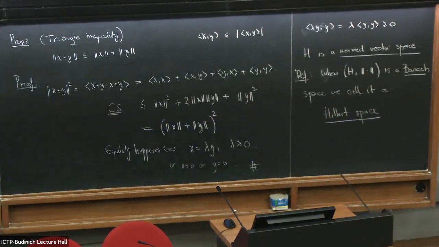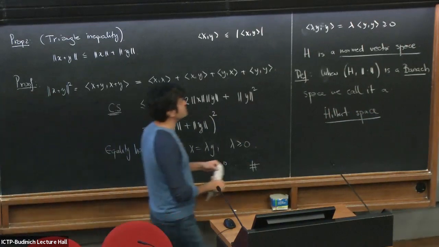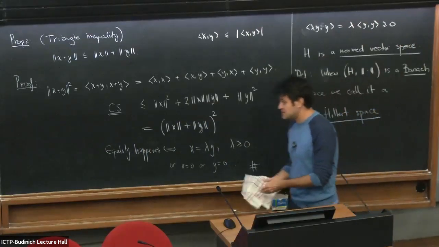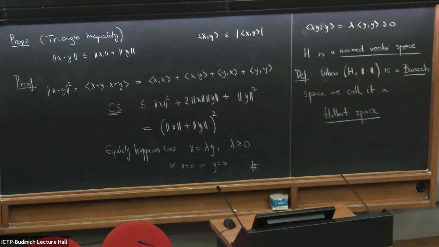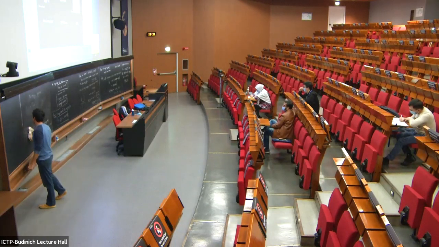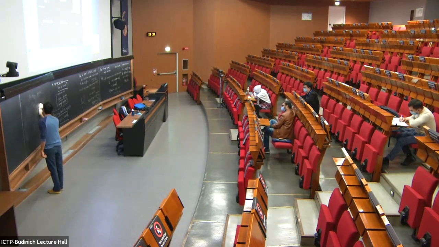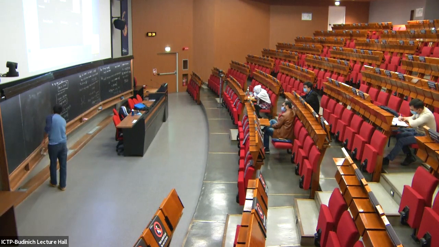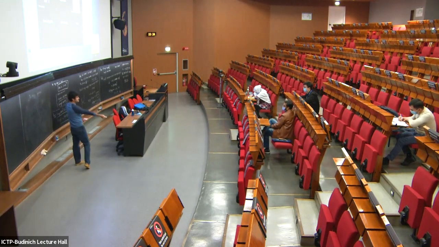You may have a situation where your space is just a normed vector space, but not complete. Okay? This is not a Hilbert space. A Hilbert space is a Banach space where your norm comes from an inner product. So be a little bit careful when you think about this. Not all Banach spaces have a norm that comes from an inner product. This is a special structure that you are adding to the norm. So when your norm comes from an inner product like this, you call this a Hilbert space.